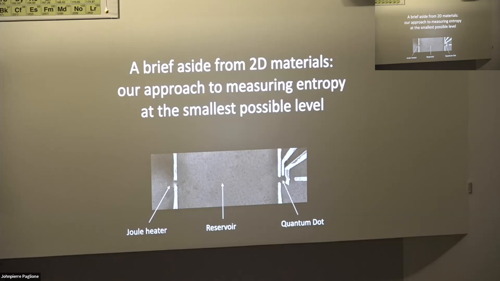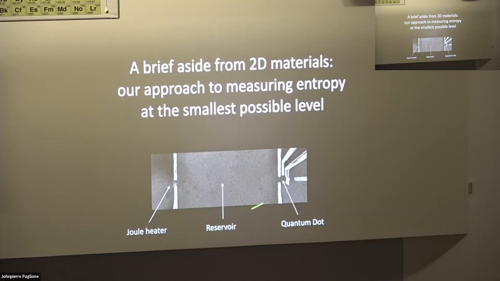Okay. So I want to talk about two different kinds of measurements following this Maxwell relation approach. This one is from our group. It's not really in a 2D material. It's starting from a two-dimensional electron gas.